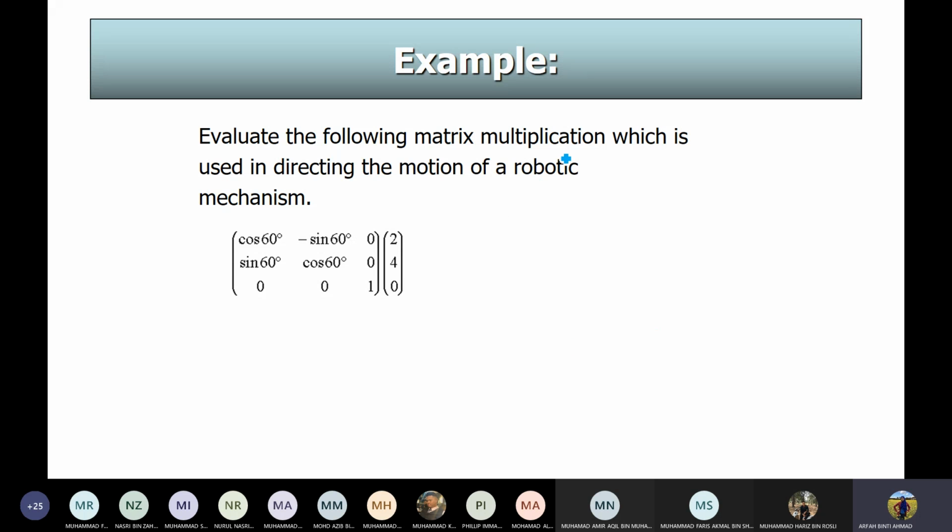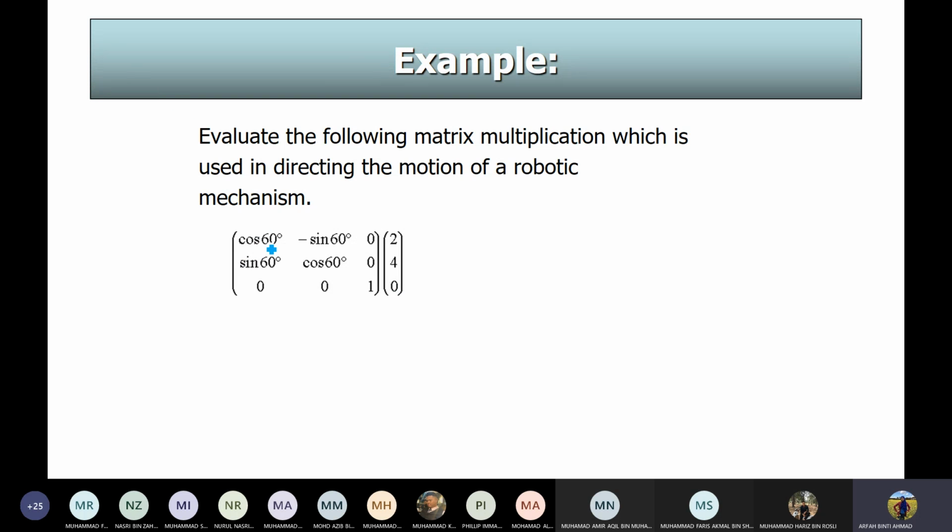Evaluate the following matrix multiplication which is used in directing the motion of a robot mechanism. Let's say you have a robot at position 2, 4, 0. Let's say we deal with its arm. Movement of the arm of a robot.